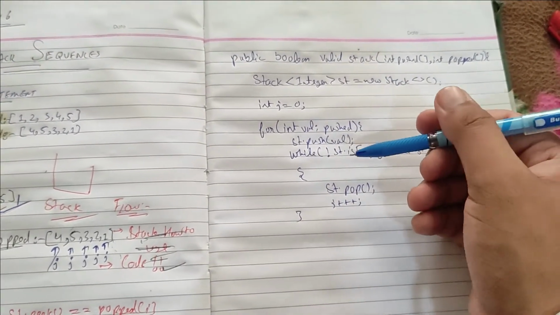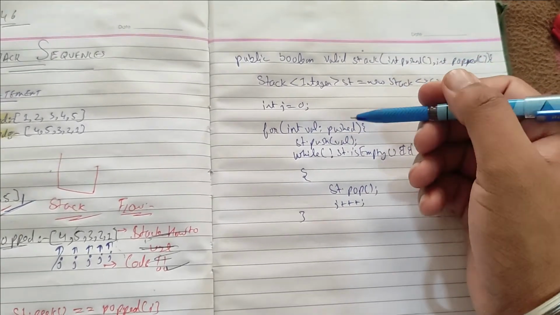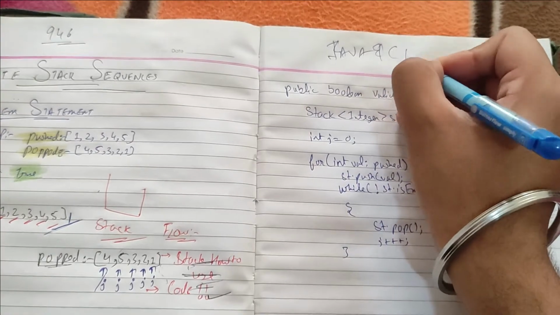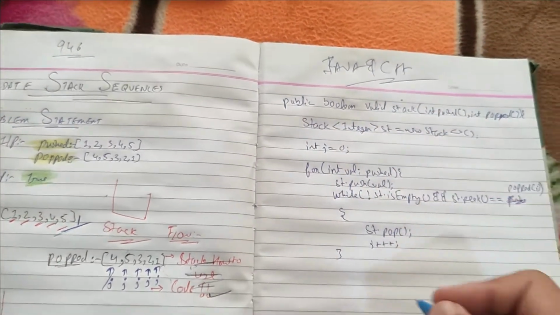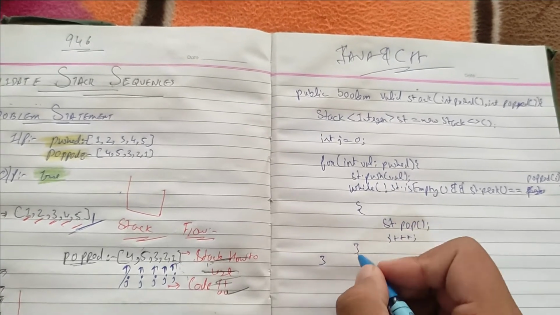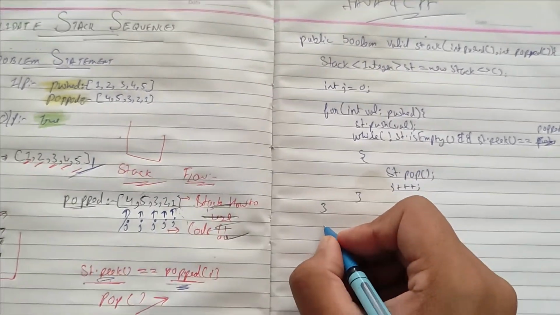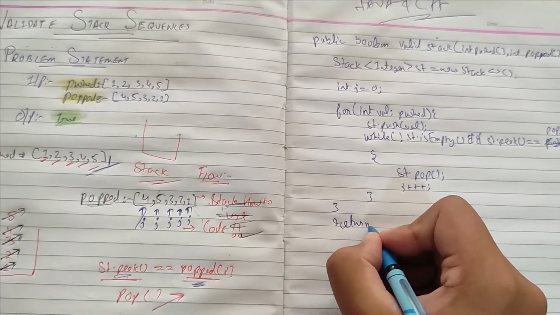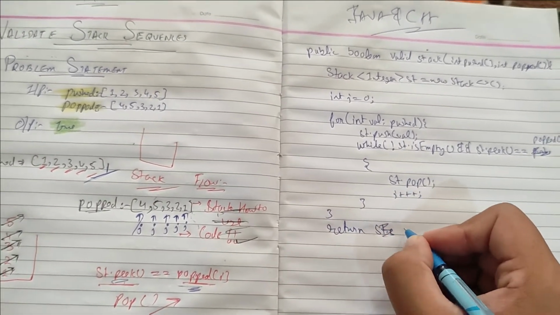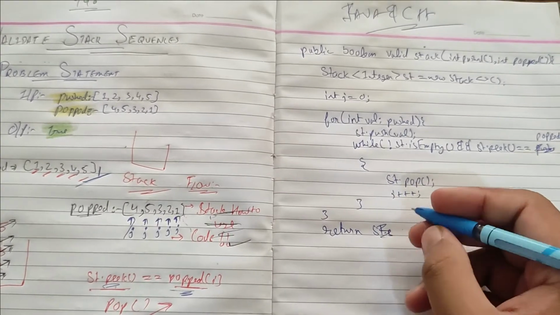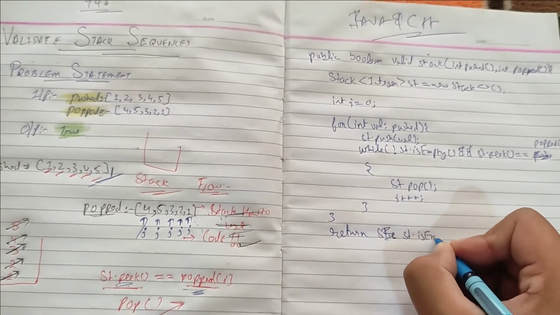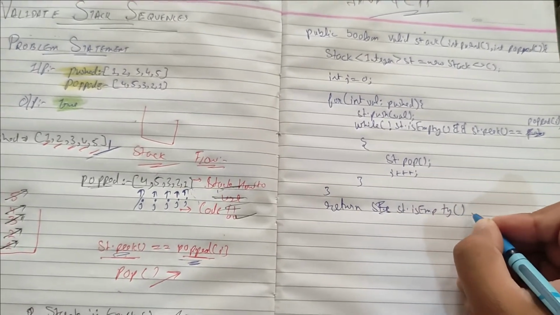Don't worry, I will provide you the link to both codes, in Java and in C++. The code will be available, so don't worry about that. Once we are done, I will come out of this for and while loop and return whether my stack is empty. For the C++ one, check if the stack size is 0, and for the Java one, you can simply write stack is empty, and it will return on that.